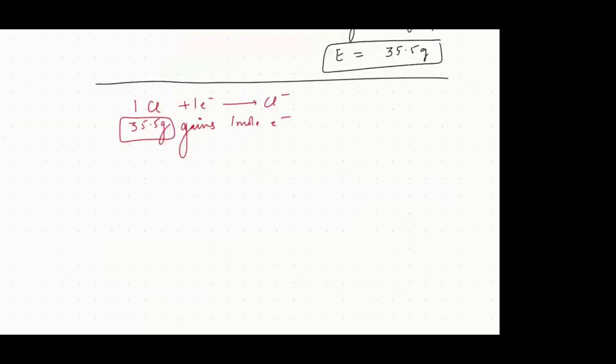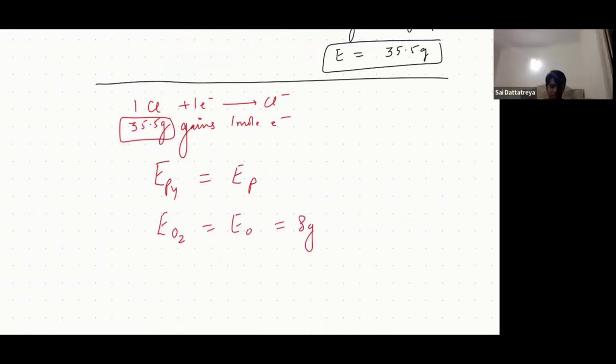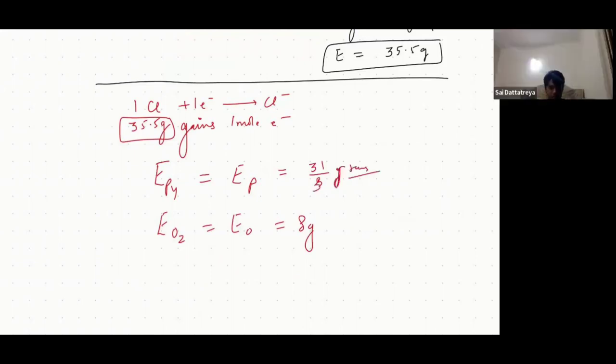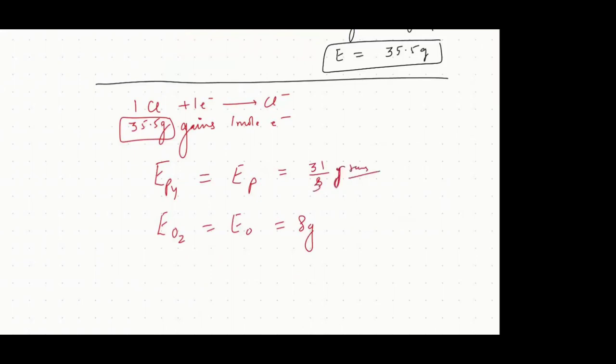So I would say the equivalent mass of P4 is the same as the equivalent mass of P. Equivalent mass of O2 is the same as the equivalent mass of O. But when you write down the statements, it becomes a slightly different value. So here it would be 31 by 3 grams. You understand? So this is the basic concept of equivalent mass.